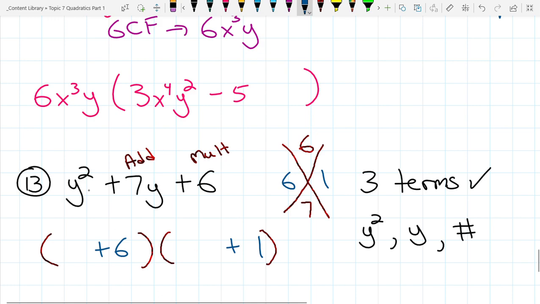The first term is always just the square root of this first term here. So the square root of y squared is a y. So it's always just going to be that letter, that variable.